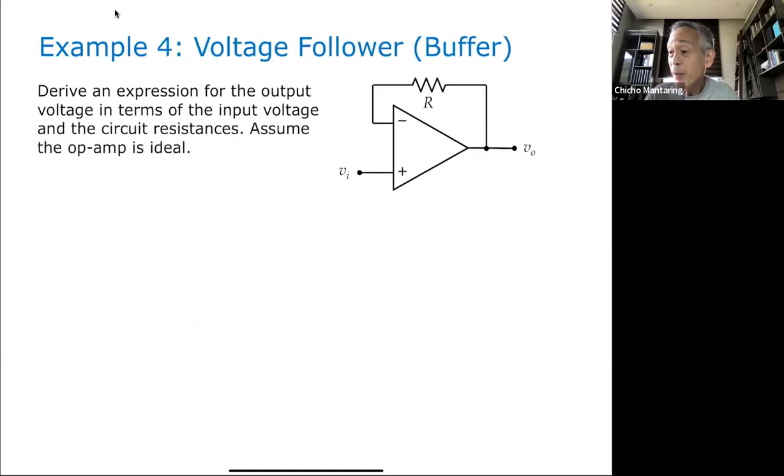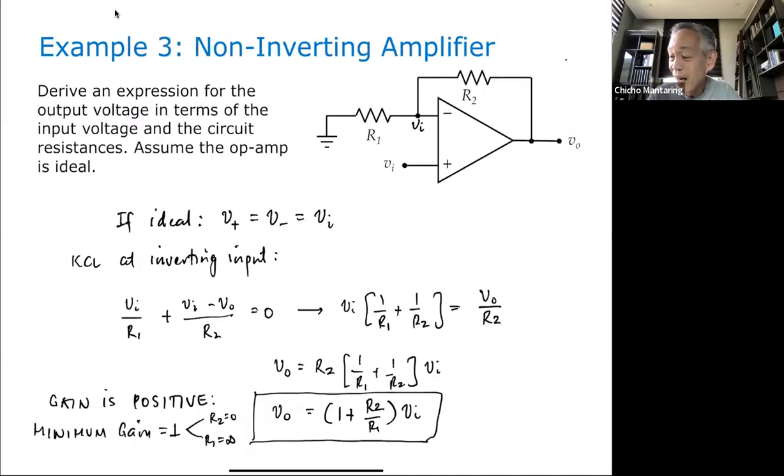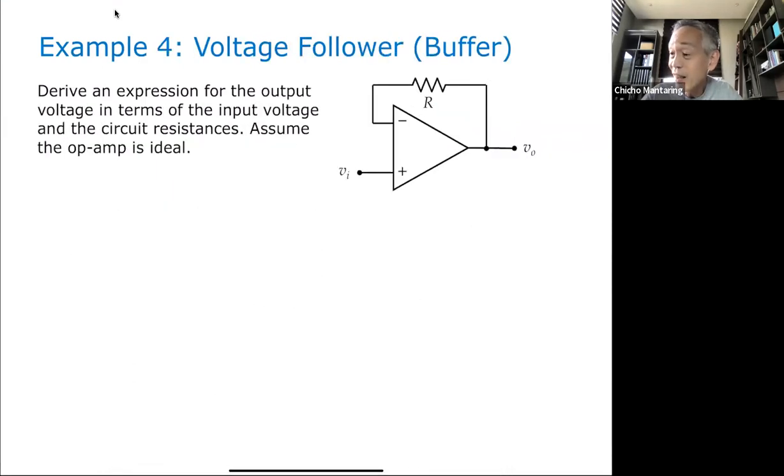Okay. Which brings me to my fourth example. So this is a situation, ito yung situation nga na R1 is equal to infinity. No? Itong kanina may sa inverting amplifier may resistor dito connected to ground. Now if I make that equal to infinity or gawin kong open circuit yan, this just becomes what you call a buffer.